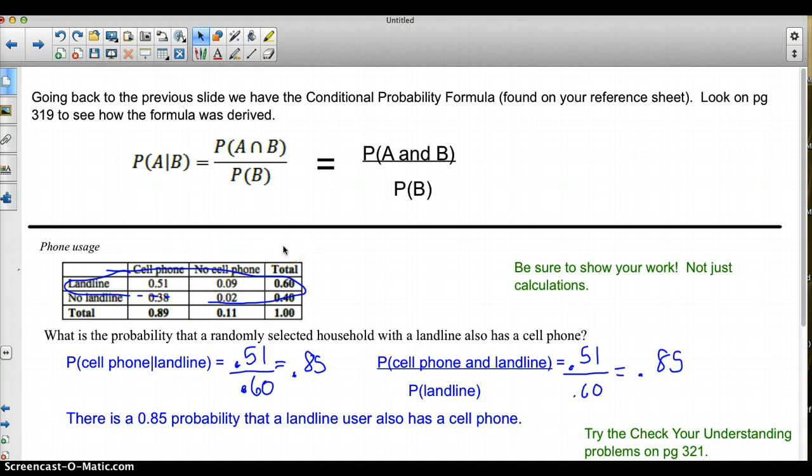So right now, pause the video and try the check your understanding problems that are in this section, found on page 321 of your textbook. And when you're done, check your answers and come back to the rest of this video.